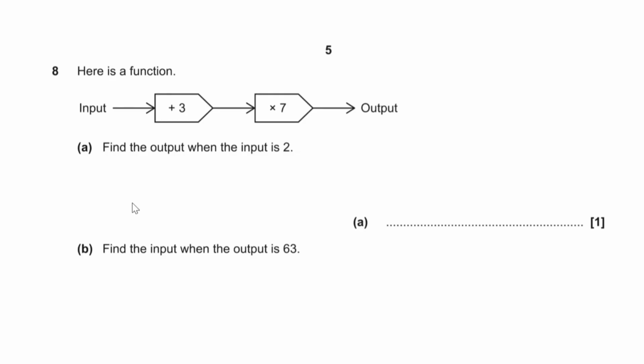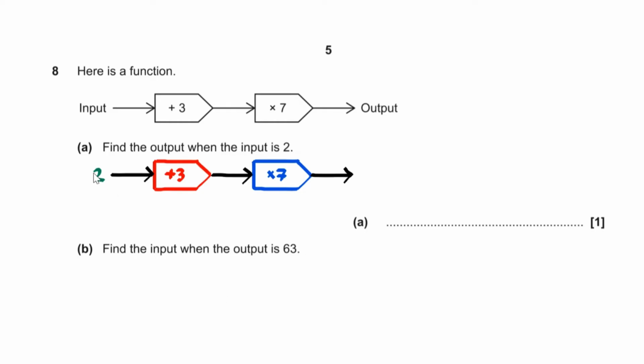Question number 8. Here is a function. We input something, we add 3, we times by 7, we get an output. For part A, we have to find the output when the input is 2. Well, here is our function machine. We start off with 2. 2 plus 3 is 5. Multiplying that by 7, we get 35. So the output is 35.